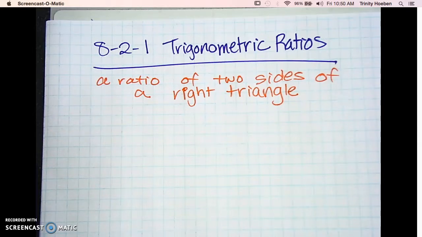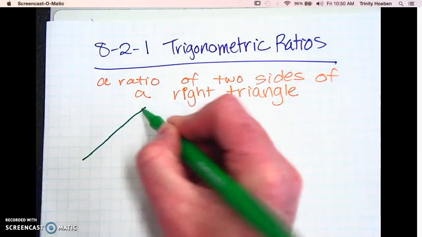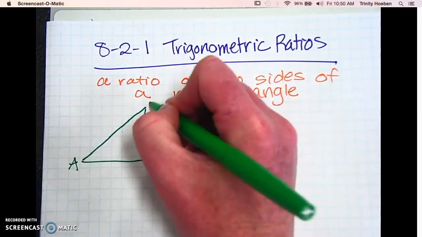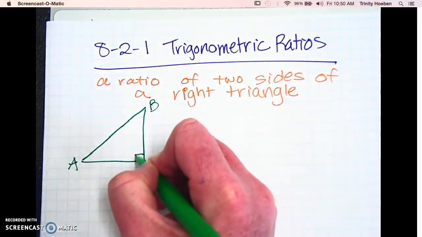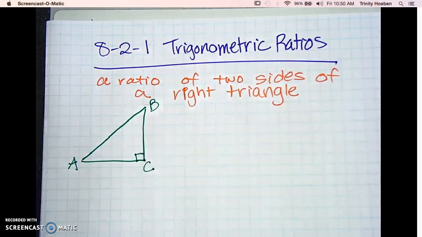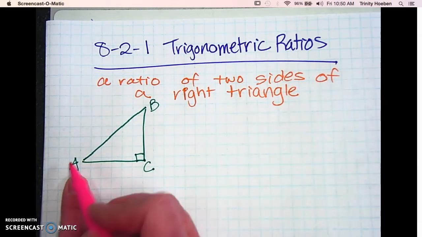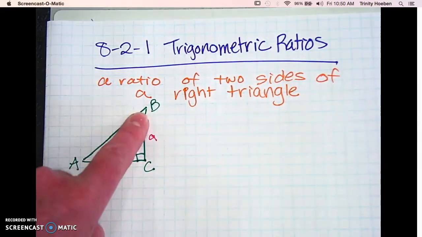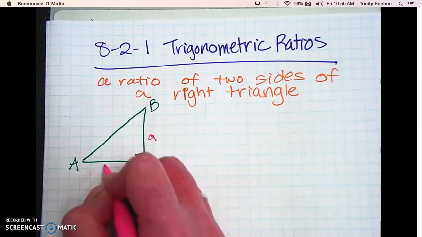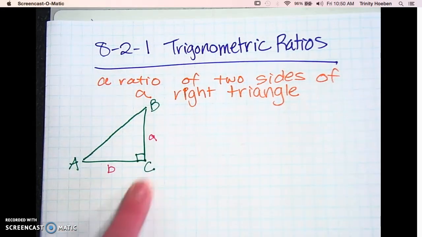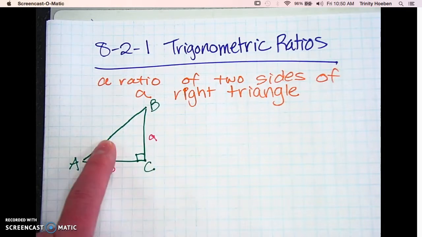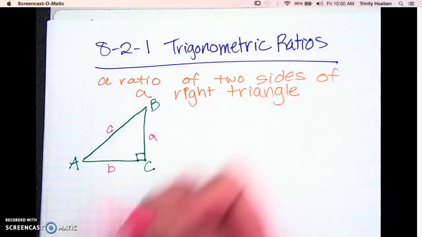All right, so we're going to start by drawing a right triangle right here. And we're going to label the vertices, A over here, B up here, C is going to be our right angle. And then opposite each of those three angles, we're going to put their little letters. So opposite angle A, we're going to put little letter A. And then opposite angle B, this side over here, we're going to call little letter B. And then opposite angle C, on this side, we're going to put little letter C.